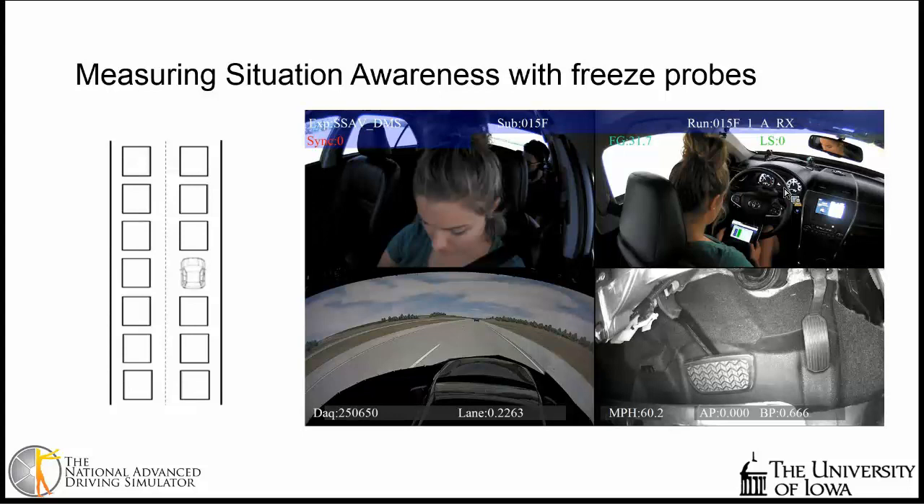So we used a classic situation awareness measurement technique where we blanked out the screens of our simulator and we asked drivers where vehicles were positioned around them. We used just a simple answer sheet like you can see here, and drivers basically just had to indicate the position of the vehicles that were around them at the time where we froze everything out. So here's an example of what that looked like.